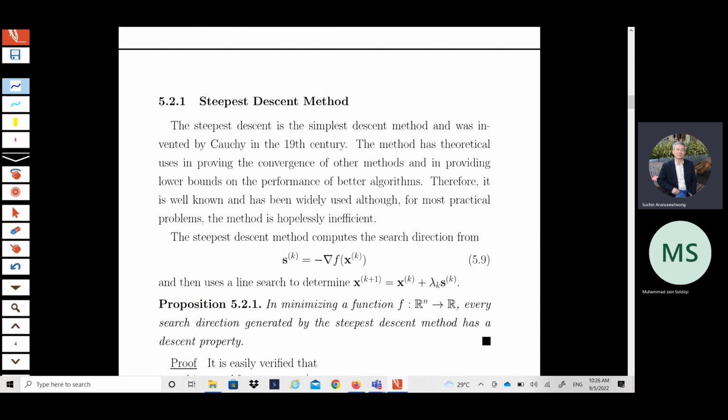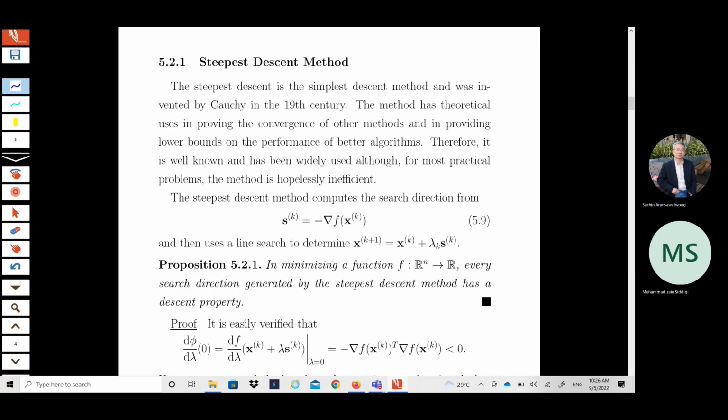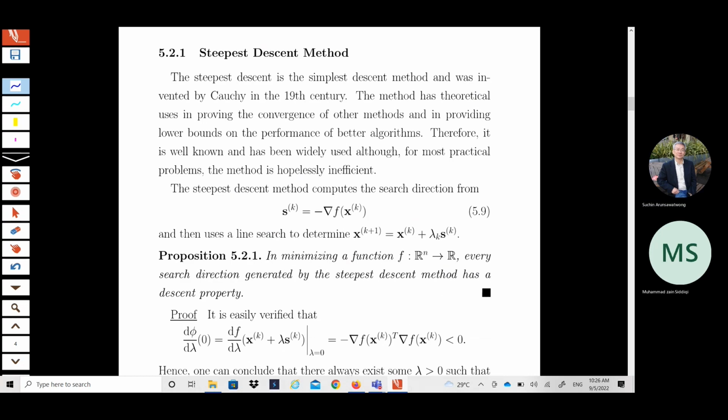Now we go to the steepest descent method. The steepest descent is the simplest descent method. Among descent methods, the steepest descent is the simplest one, and it was invented by Cauchy in the 19th century. And variations of descent methods are used in many applications.